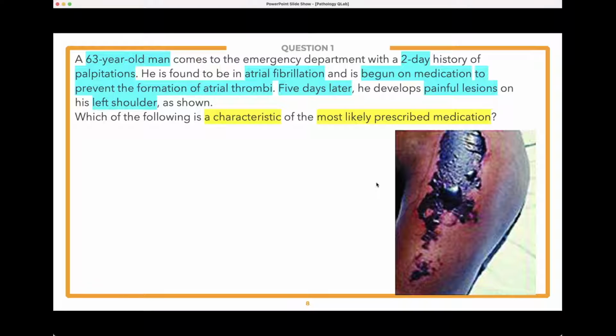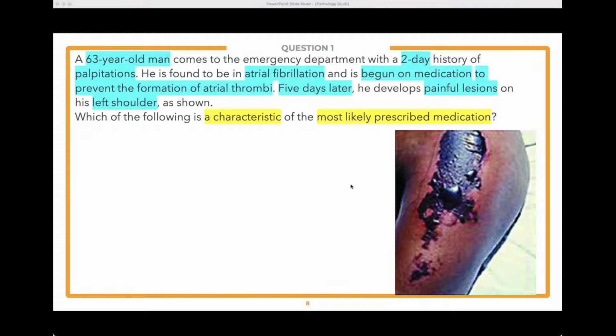So obviously, these are all important things that we want to make note of because they're asking us about a characteristic of the most likely prescribed medication. So in this question, we've got a couple things to figure out. 1, what's going on in this patient. 2, what medication may have caused that. And 3, what is a characteristic of that medication? So maybe a 3-step question here.